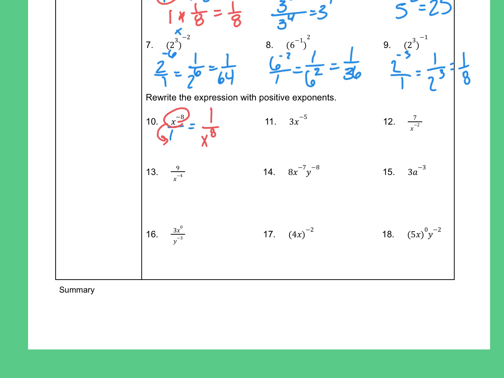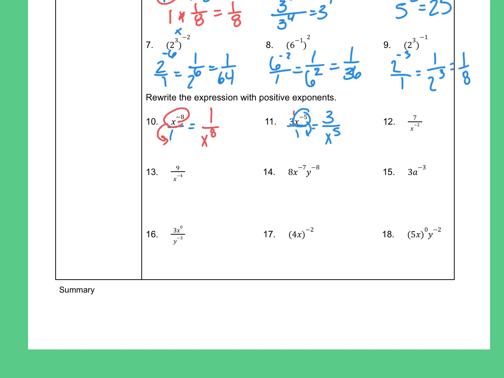Number 11, there's actually a hidden exponent. That 3 really has an exponent of 1. So that negative 5 exponent only goes with the x. The 3 has its own exponent. So I'm going to think of this whole thing as a fraction. I only need to take the reciprocal of what has a negative exponent. So the only thing that has a negative exponent is the x. So this x has to move down to the denominator to become positive 5. But the 3 already has a positive exponent, so the 3 can stay right where it's at.